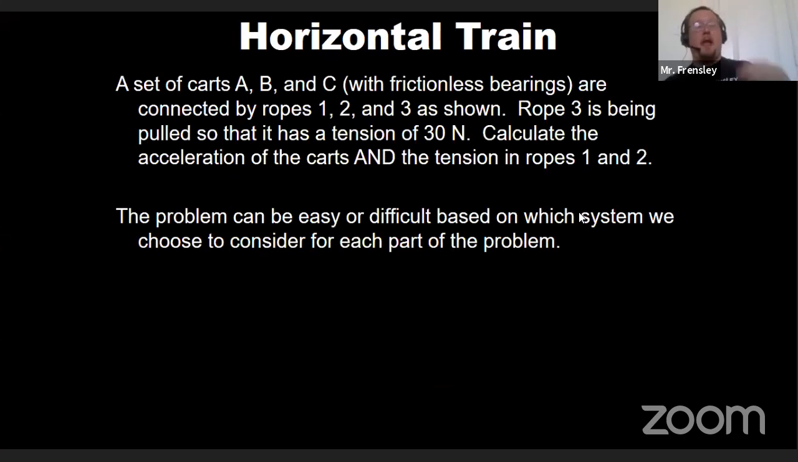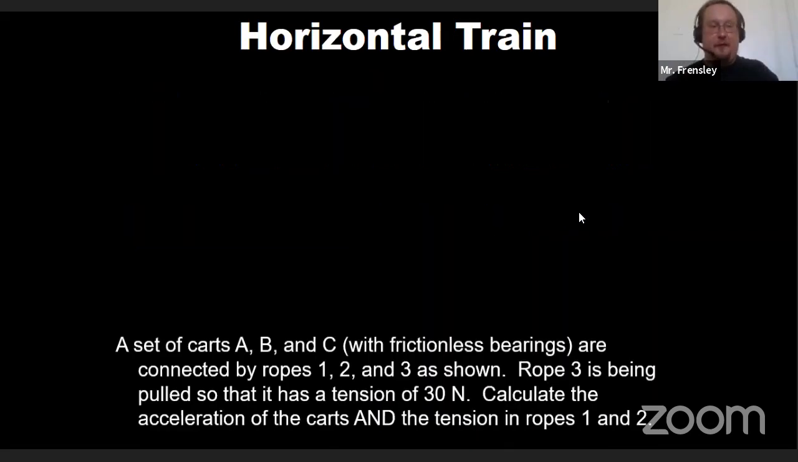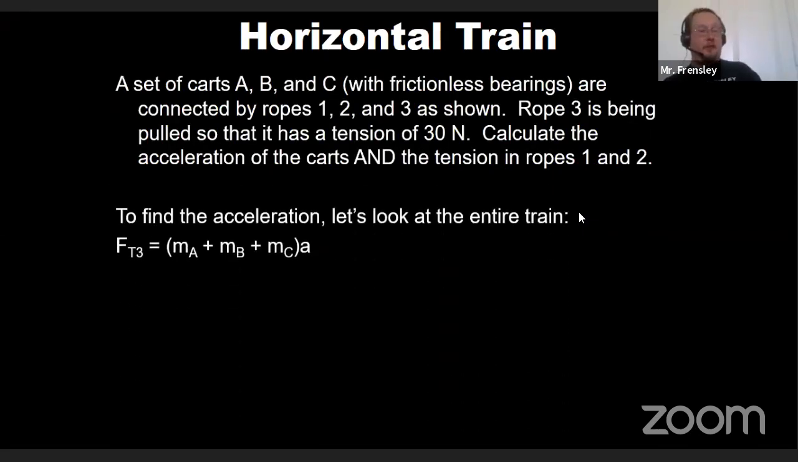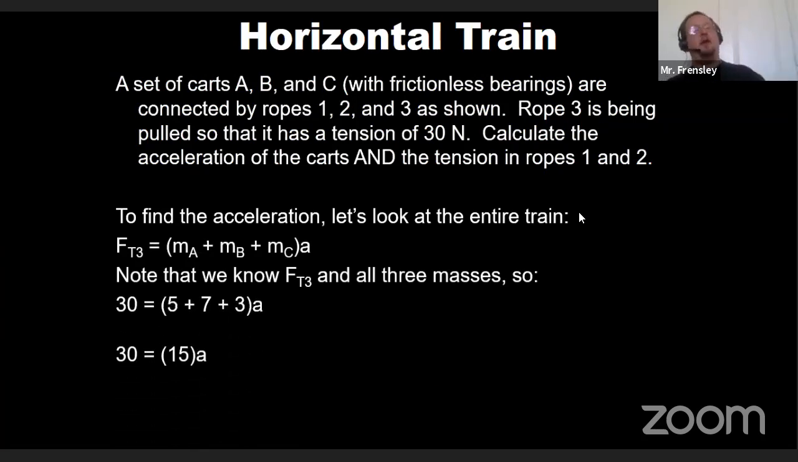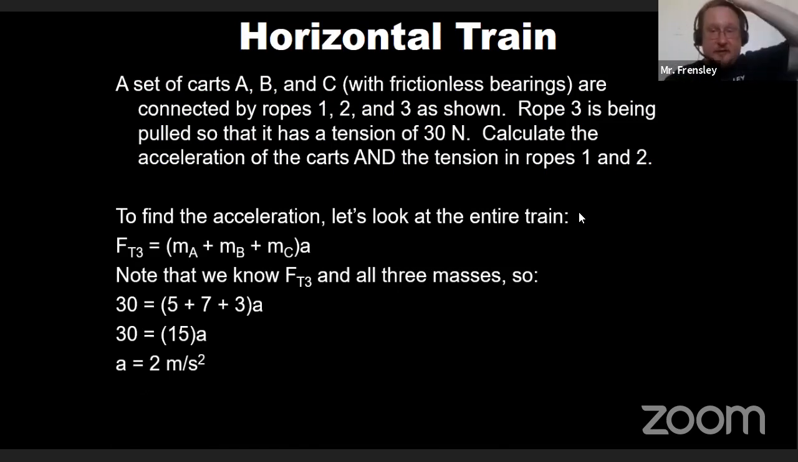Okay, so a problem can be easy or difficult based on which system you choose and consider for each part of the problem. So for the acceleration, I look at the system as a whole. So I've got my 30 newtons pulling tension 3, my total mass of 15. There's my acceleration, 2. If you got that in your head, give yourself a pat on the head. Good job. Okay. Now, how am I going to get tension 1 and tension 2?